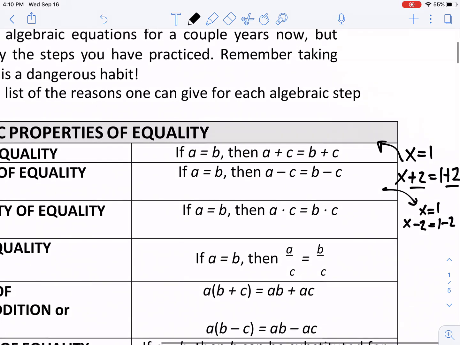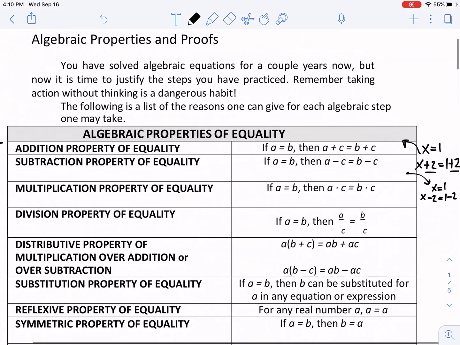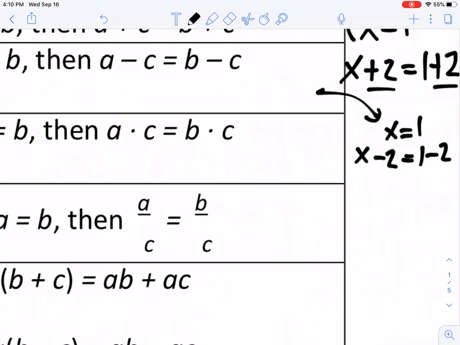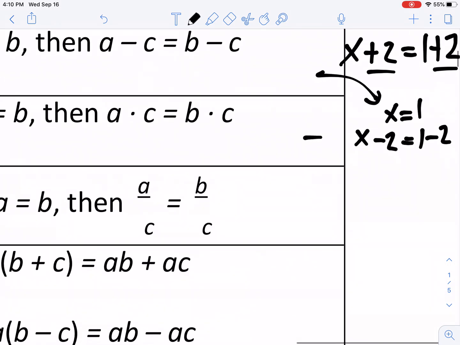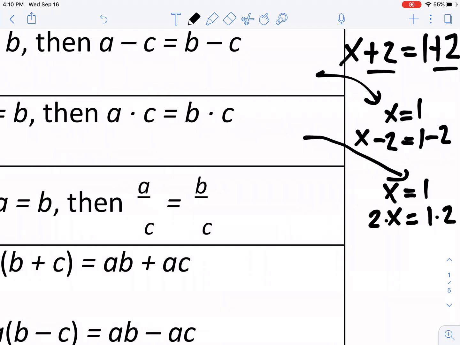The multiplication property of equality. If A equals B, then A times C equals B times C. I can multiply the same number to both sides, okay? Using that same example that we have over here, let's start off with our x equals 1. So I can multiply the same number to both sides. In this case, let's continue to use our arbitrary number 2. I can multiply 2 to both sides. 2 times x is equal to 1 times 2, okay? As long as you multiply it to both sides, we have equality.